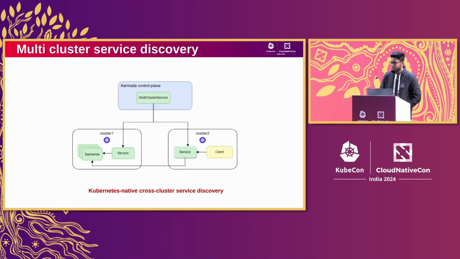Another amazing feature that Karmada has is multi-cluster service discovery, which allows your workloads to communicate with services that are deployed in other clusters. Here you can see we have a service in cluster 2, and an application is deployed in cluster 1, and that application is accessing the service. So it is Kubernetes native, and you can do cross-cluster service discovery using Karmada.